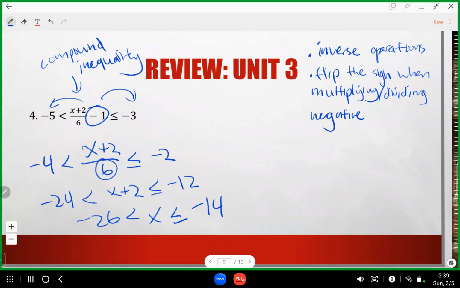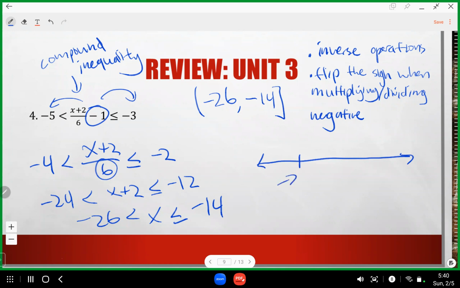Okay. So now using interval notation, remember interval notation, right? It's going to be equal to (-26, -14], and it's in this interval. That means it's in between -26 and -14, and this is going to be a square bracket because it's including -14. If you want to graph it, it's very similar. You can just tell by the interval notation, since it's in between -26 and -14. That's exactly how we're going to graph it.